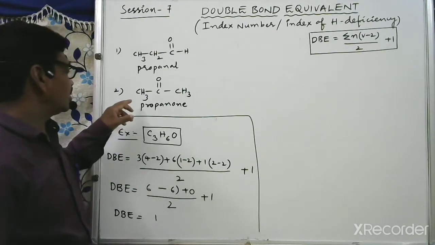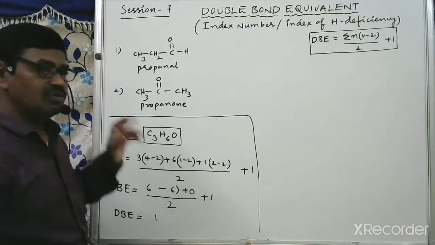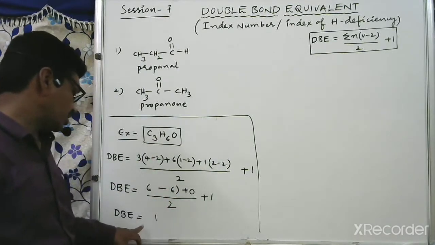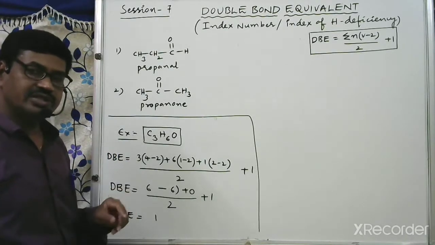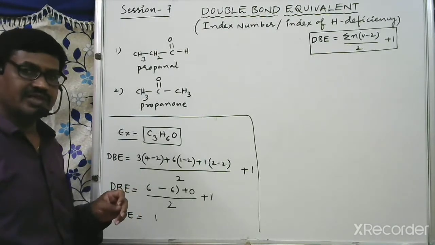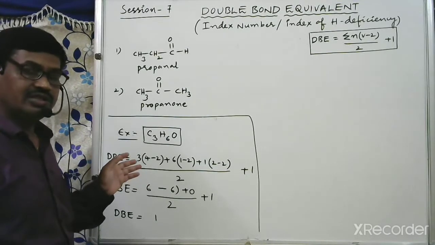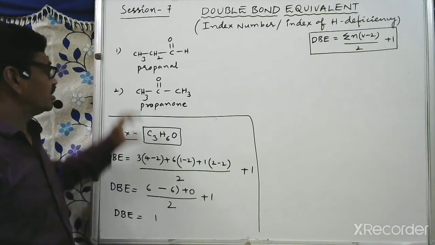So here I tried two compounds in which one double bond is present. What it means is, here the index number or double bond equivalent you got is 1, which means it may contain one double bond, or it may contain one ring. The double bond may be in between carbon and carbon, or in between carbon and oxygen. Here I have written between carbon and oxygen.